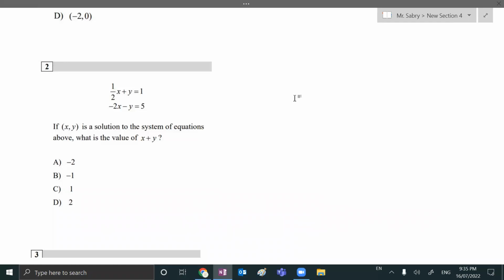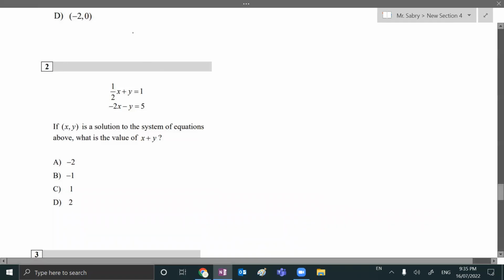Now if we check number 2. Number 2, I would personally prefer to solve this one using elimination. Why? Because they're already ordered in the same order. The y's are under each other and the x's under each other and so on. Other than that, the y's have the same coefficient already, which means I don't need to do any modifications before just adding both equations to each other.